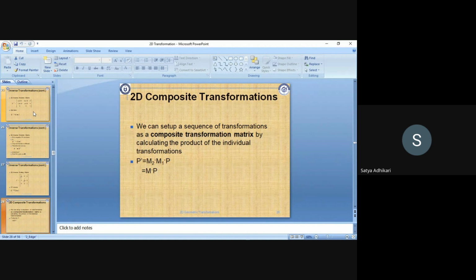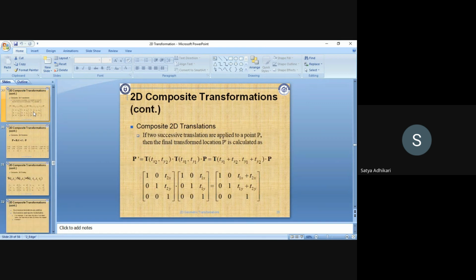So the last one is M dot P, where M2 into M1 equals M, so M dot P. M is here the composite transformation. It may be rotation followed by scaling, or translation followed by rotation, whatever it may be. That is, here we have to simultaneously apply more than one transformation technique, M1, M2. Let us see.